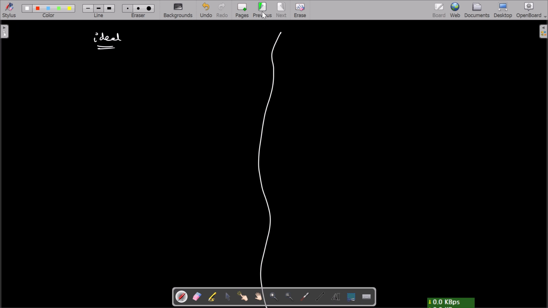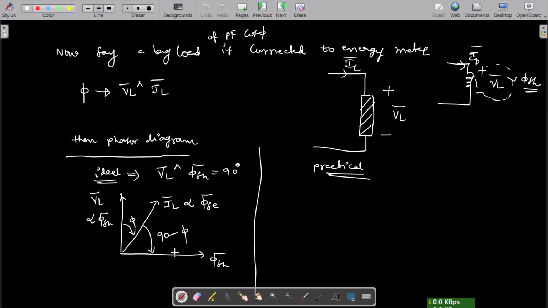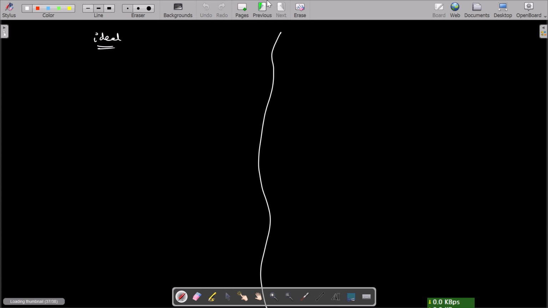We already know that phi SH and IP will be in phase, as we have already seen in paper 1, because IP only created phi SH; current creates flux, that's why IP and phi SH will be in phase. Now we know phi SH RMS will be proportional to the magnitude of VL, because VL created IP and IP created phi SH.